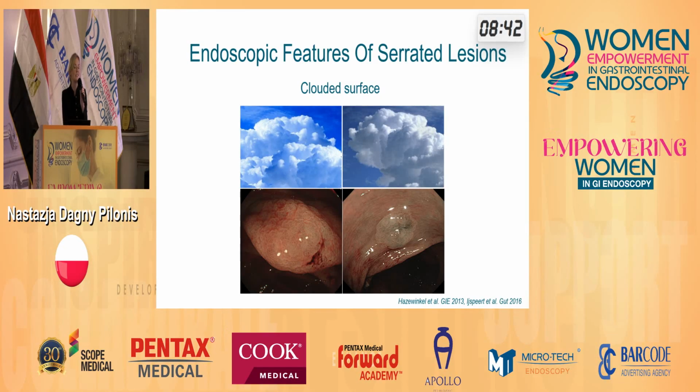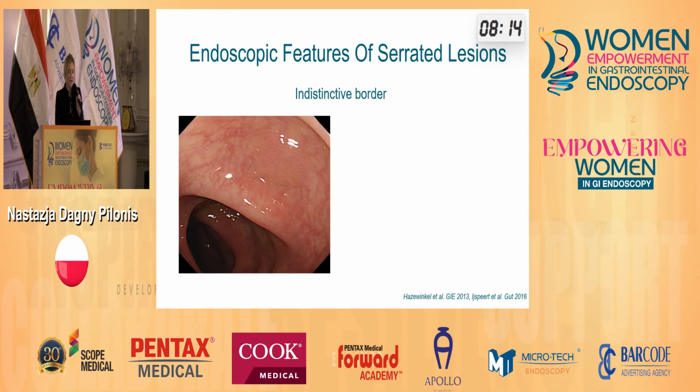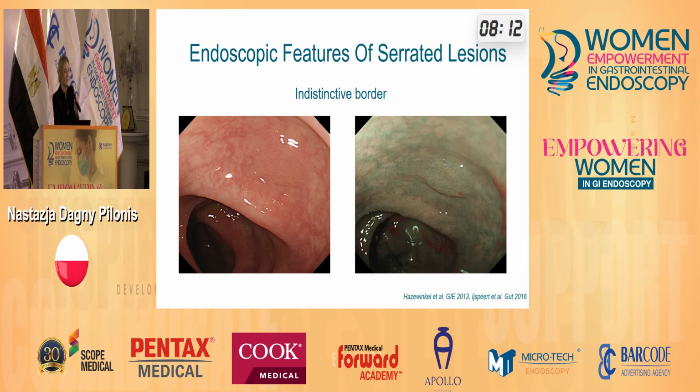There are some established features that will help us to recognize those lesions. First, they have a clouded surface. This feature was developed by Dutch people from the Netherlands. I think their weather really predisposed them to make this comparison. But actually, when you delineate those lesions in the colon, you can really appreciate that they look like clouds.